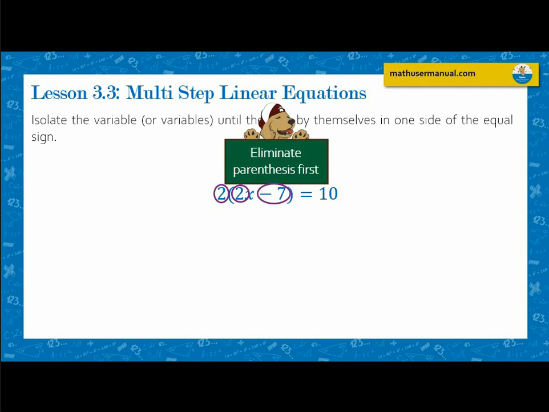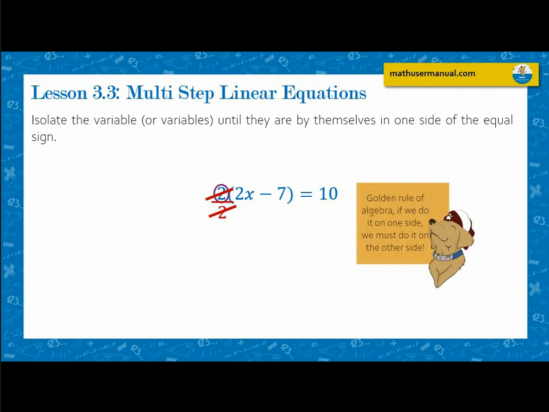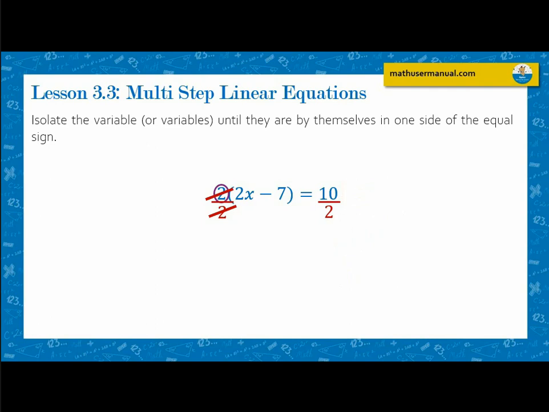But not necessarily do we have to apply the distributive property as we learned in the first part of this video. Because that 2 outside of the parentheses is multiplying the parentheses. That's 2 times parentheses 2x minus 7. So we can apply the inverse operation. The opposite of a multiplication is a division, meaning we can divide by 2 to cancel the 2's. But if we do it on one side, we have to do it on the other. So 10 divided by 2 equals 5.